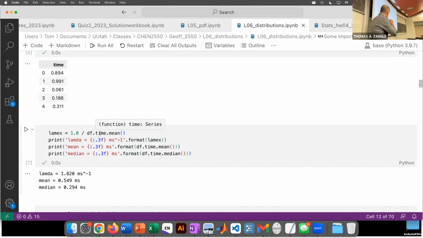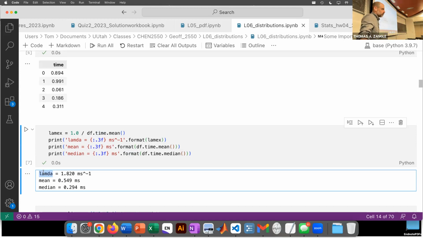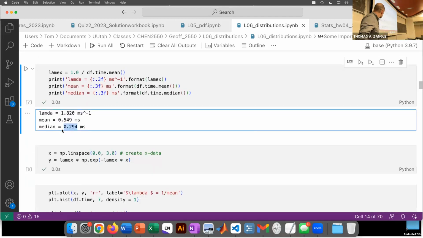And when we know that, we know a lot of different properties of our distribution. We know the distribution shape, and we know the different values of that distribution based on just that mean time between events. So lambda is going to be 1 over that mean time. Sorry, that time is in milliseconds, not in seconds. We have our average of 0.55 and our median of 0.294, which is what we would expect for an exponential process with a mean time between events of 0.549 milliseconds.